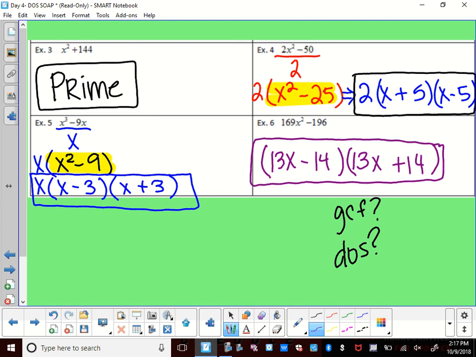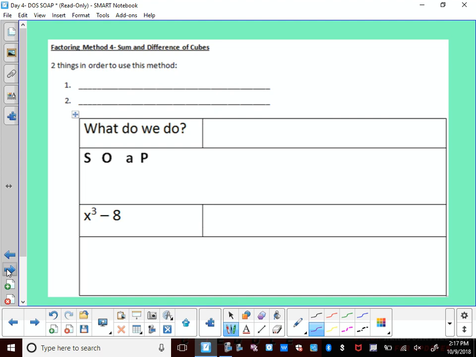Any questions on those? We're going to change gears for a second. This is our 4th factoring method. So we know grouping, we know our AC shortcut, we know DOTS. Now this is SOAP. Okay, SOAP is a system, so make sure you're focused and you're paying attention. For SOAP, you need 2 things in order to use this method. You need a binomial, which we know is 2 terms. We also need 2 perfect cubes.